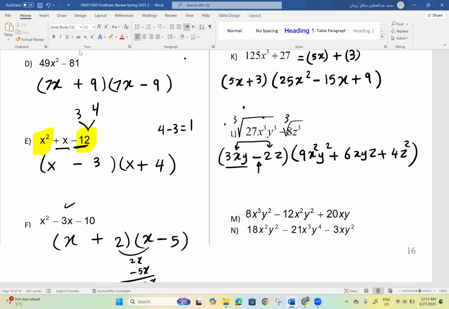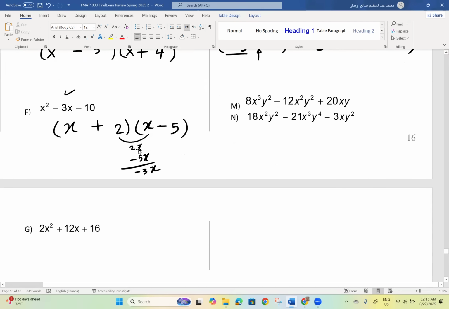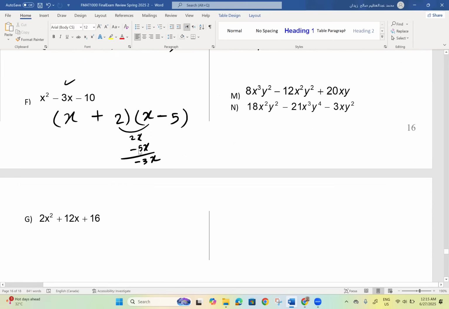Okay. Continue this part. And this one are actually two problems. Let me solve one of them. Number n, 18x squared y squared minus 21x cubed y to the power 4 minus 3x y squared. First of all, we see x and y in each term, and all these numbers are multiples of 3. So just write 3x y squared as the common factor.